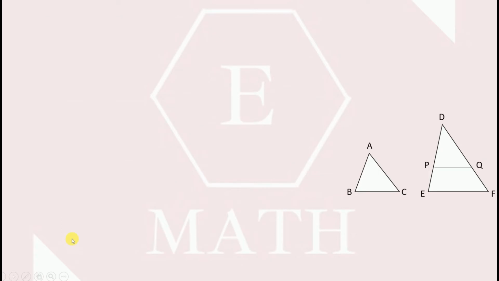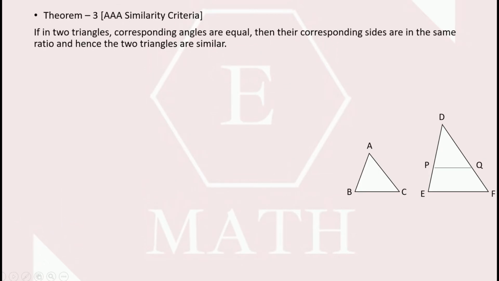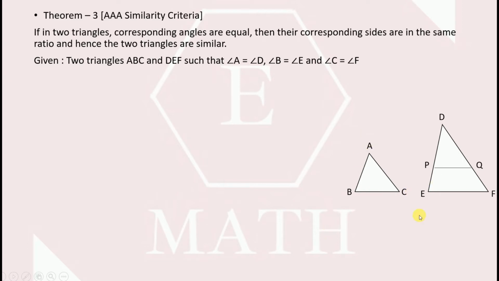Okay. The next theorem 3 is about AAA. It's about angle similarity criteria. So the statement says if in two triangles the corresponding angles are equal, then their corresponding sides are in the same ratio, and hence the two triangles are similar. So what is given in the theorem is about the two triangles, namely ABC and DEF, such that angle A and angle D are equal, angle B and angle E are equal, and angle C and angle F are equal.